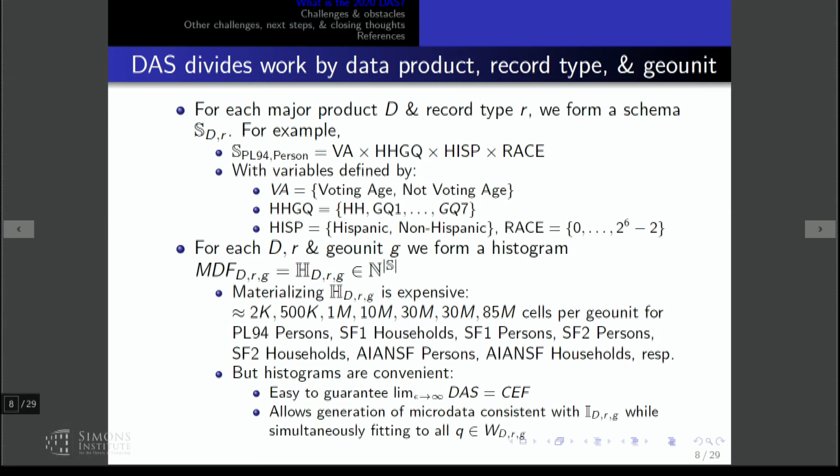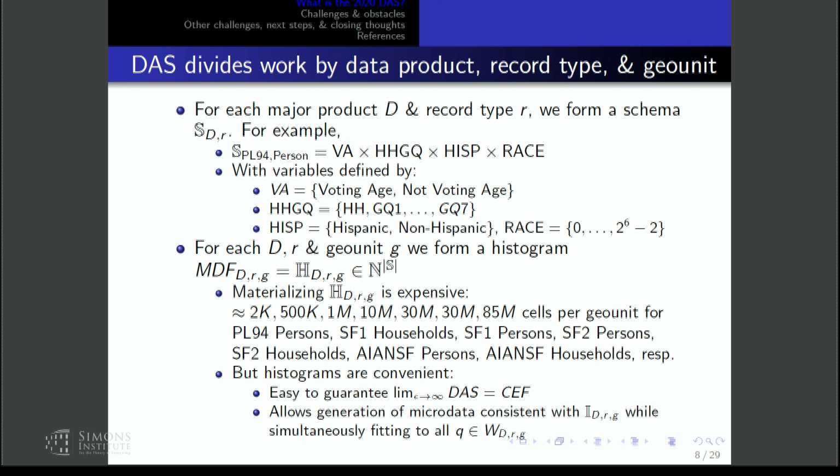Okay, so given the complex structure that we've just looked at, how do we actually go about trying to contend with that in practice? Well, the way the DAS organizes its work is very similar to the way that we've laid out this conversation so far. It works currently over pairs of major data products and record types.